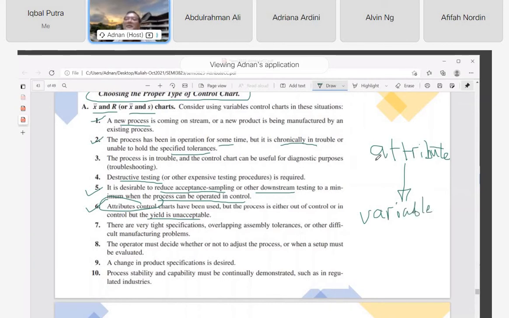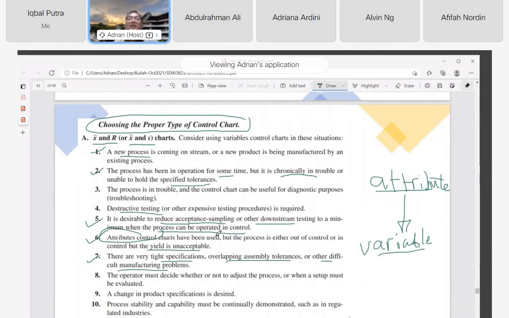Because there is less information from attributes, we change to a variable control chart so that we get the patterns and understand more detail of the process behavior or process characteristics. Another situation is very tight specification, overlapping assembly tolerance, or other difficult manufacturing processes. So these are some situations where we can use X bar and R, and X bar and S charts.